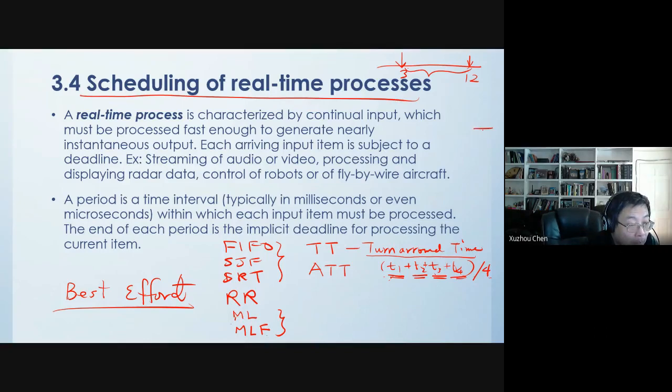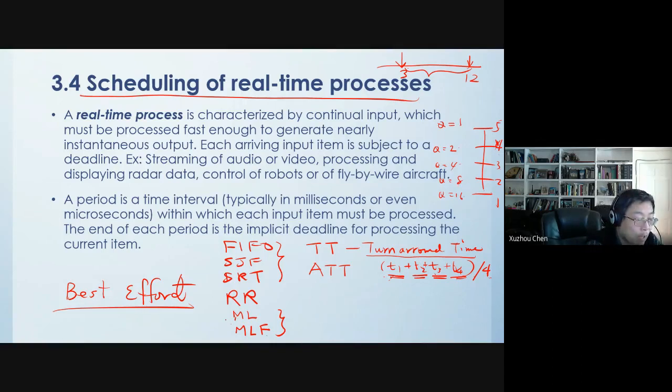So for example, if I have 5 levels, and this is level 5, level 4, level 3, level 2, level 1, and then there's a time quantum. For example, the time quantum is 1, and the next level, level 4, which has a lower priority than level 5, the time quantum is going to be 2, and then the quantum is going to be 4, 8, 16. So it always doubles.